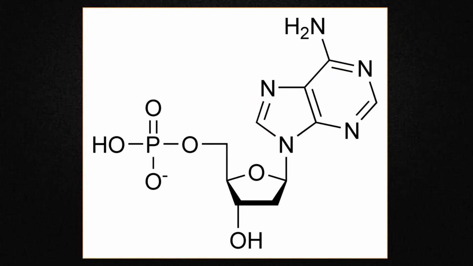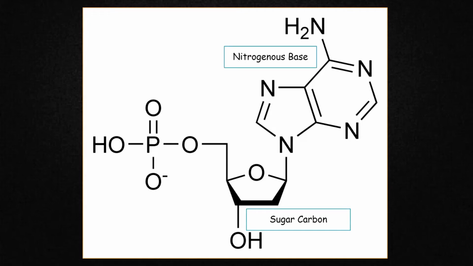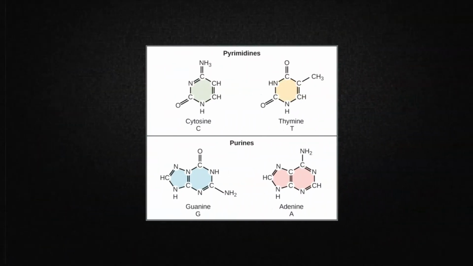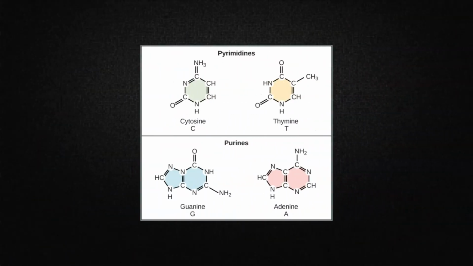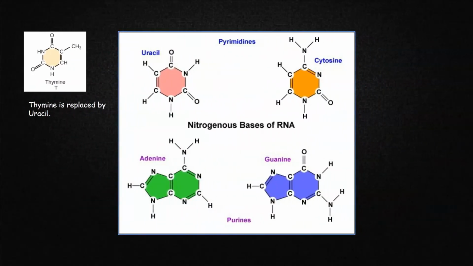DNA structure is made of many nucleotides. These nucleotides are then made up of a sugar carbon, a nitrogenous base, and a phosphate group. For DNA, there are 4 different types of nitrogenous bases: guanine, cytosine, adenine, and thymine. As a side note, RNA has almost the same nitrogenous bases as DNA, except that uracil replaces thymine.